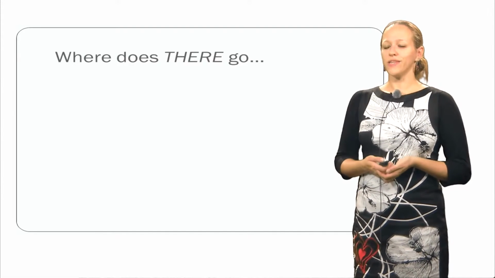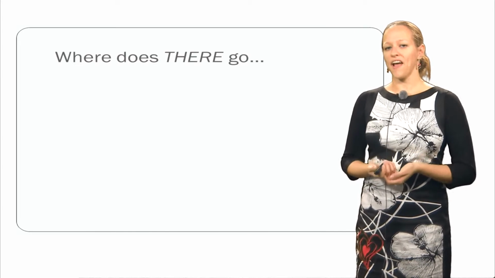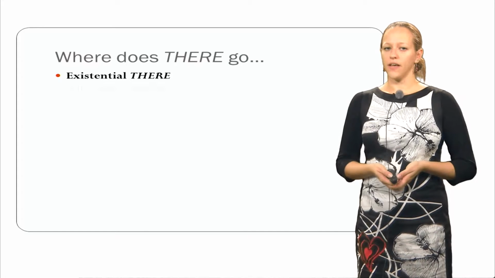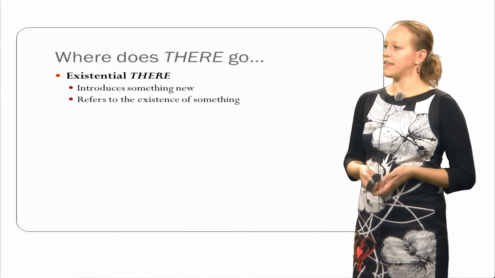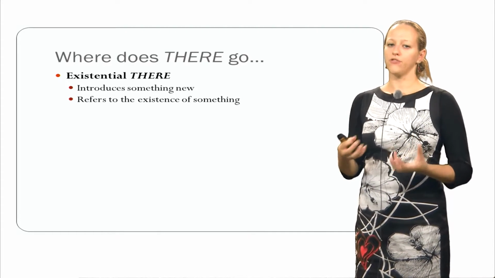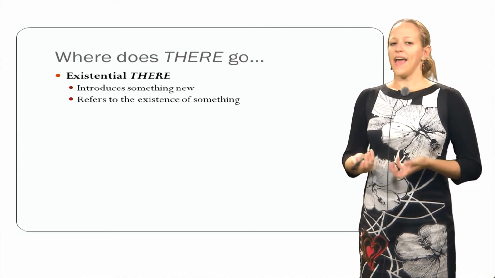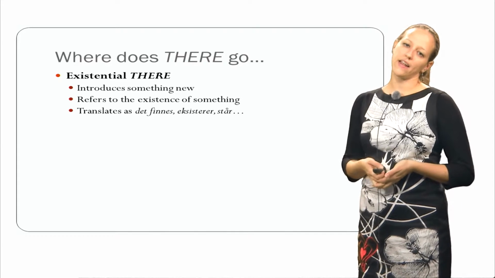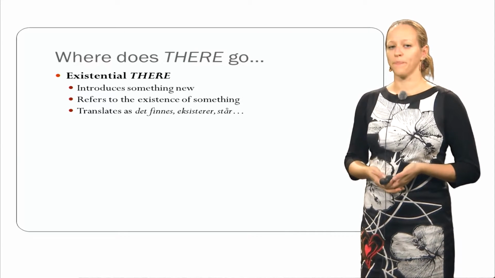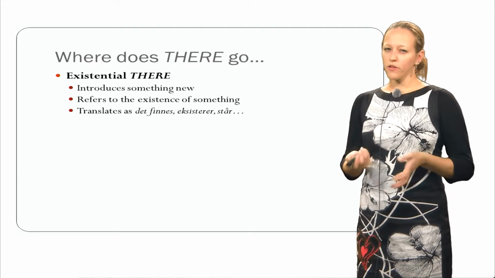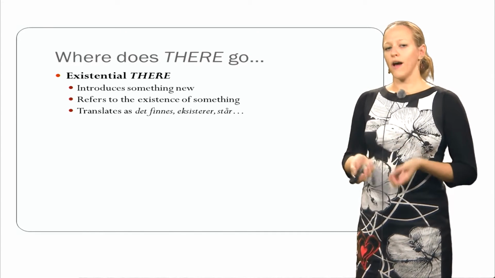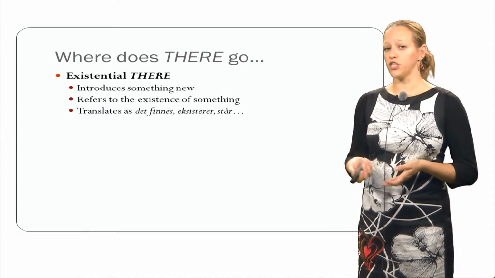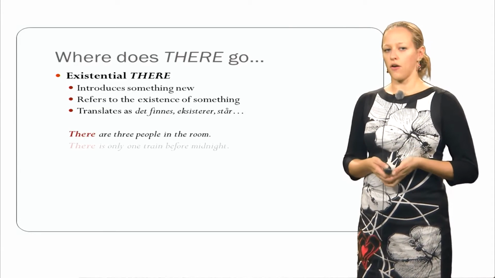On the other hand, we need to know where does there go. And if we first look at the existential there, as the name suggests, it introduces something new. It refers to something that exists, and it can very often be translated as det finns, det existerar, det står, and so on. So if you are not sure whether you should use it or there, try to replace the it and there with det finns in Norwegian. If it makes sense, you should use there.